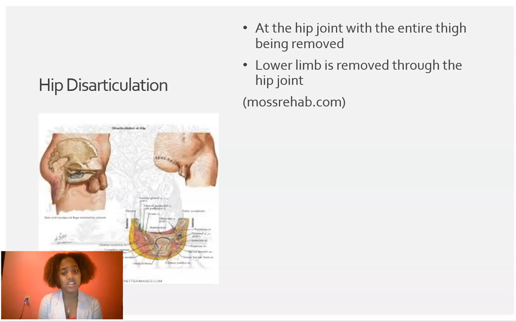Hip disarticulation. At the hip joint with the entire thigh being removed. Lower limb is removed through the hip joint.